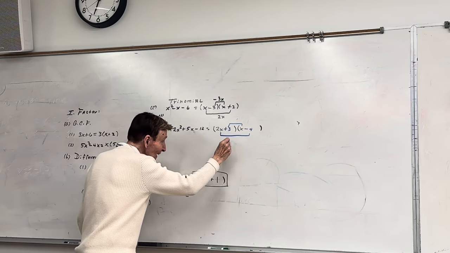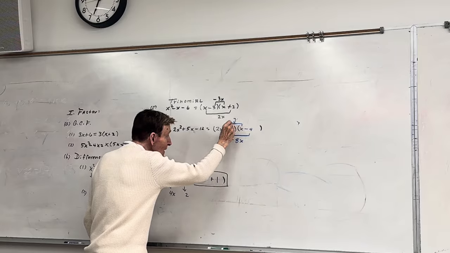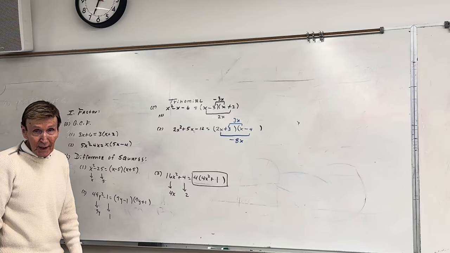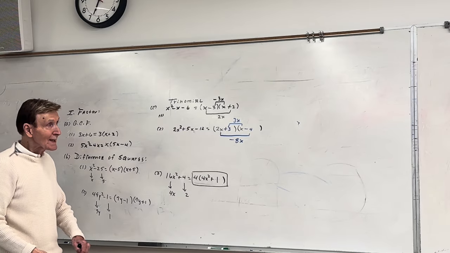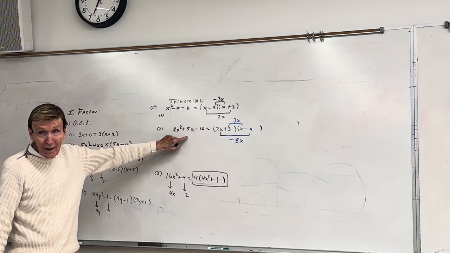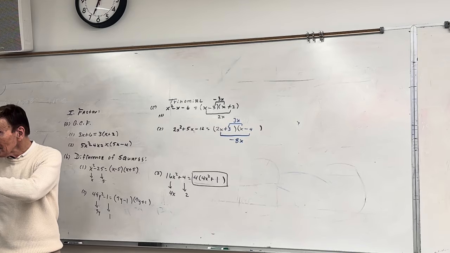This much is a -8x for a product. Here's 3x for a product. Combine those like terms. If you put 3x and a -8x together, what do you get? -5x. That's what you wanted. So with your help there, it worked out.